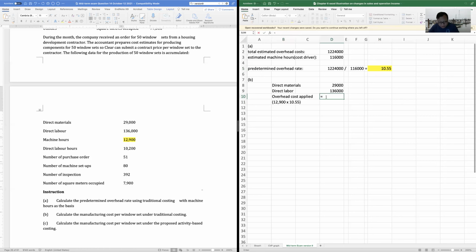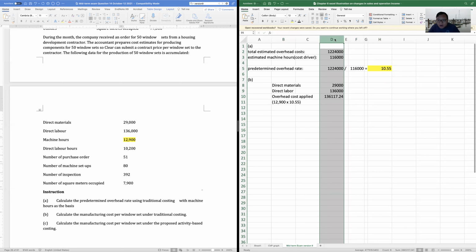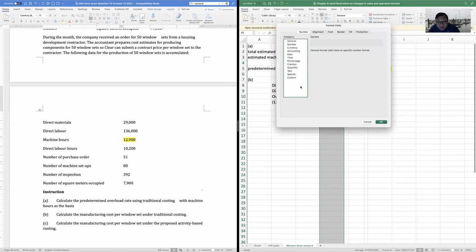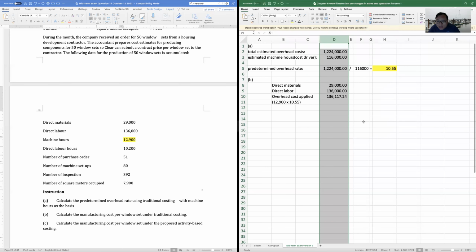This is going to be 12,900 times this number. Okay, again, I'm going to keep 2 decimals here. And I really don't like these numbers without the comma, so I need to make sure they have the counting numbers. Okay, so that looks better.